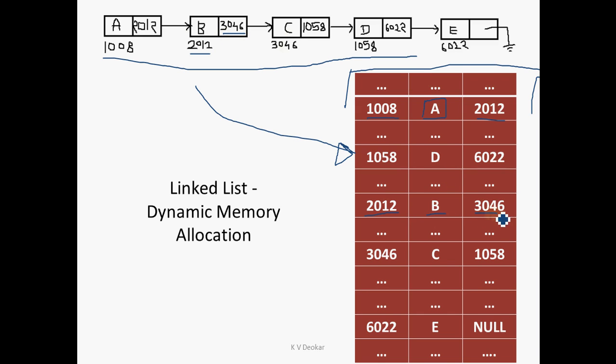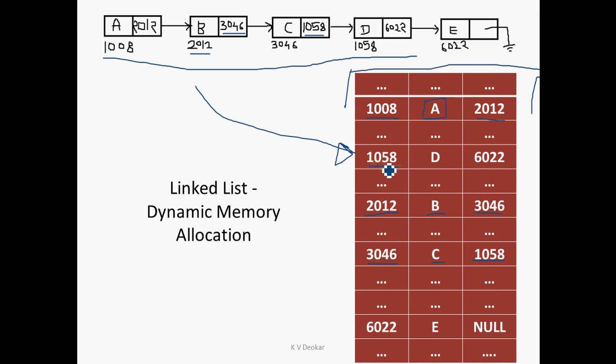So 3046 is this memory location, which stores value c and points to the next node, which is 1058. So 1058 is stored like this, and this is nothing but the pointer to the next node. You can see here 1058 is above this 3046. So this is a random memory allocation.